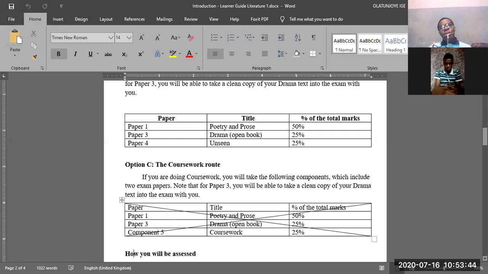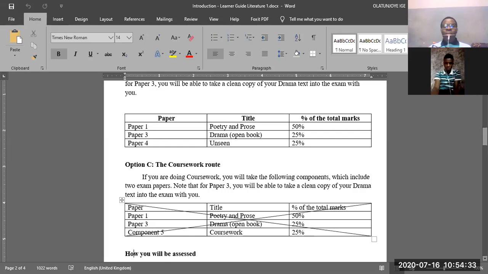Have we done Racing in the Sun? Yes, sir, we've done it, but as WAEC or as IGCSE? As WAEC. Okay, that means we have not done it. So we are going to go through the prose and the drama. Out of the texts that will be given, we are expected to answer one, but we are going to learn two or three so that whichever comes out, you will be able to answer a question on it. Paper 1, prose and poetry, takes 50% of your mark.